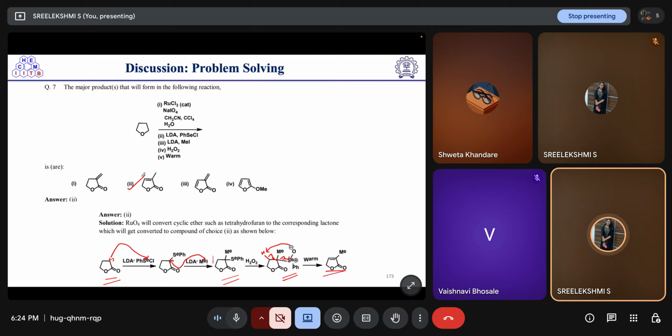The first step is okay, we have discussed it. Now this next step also we have discussed in the previous lectures: LDA, phenyl selenium chloride, then H2O2, then elimination. Only the extra part is LDA and methyl iodide. That is also just proton abstraction and methyl attack. It's fine.